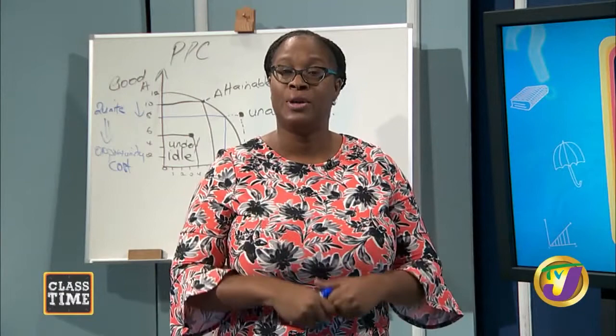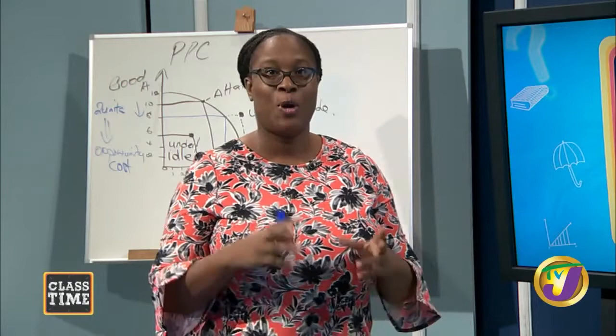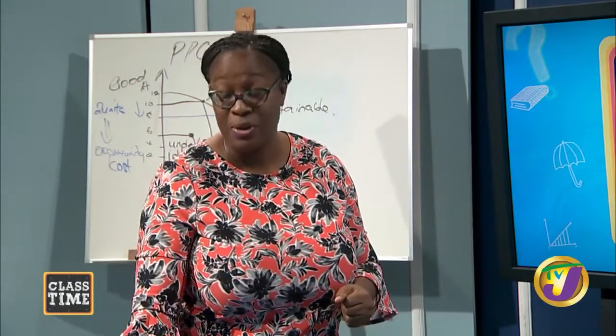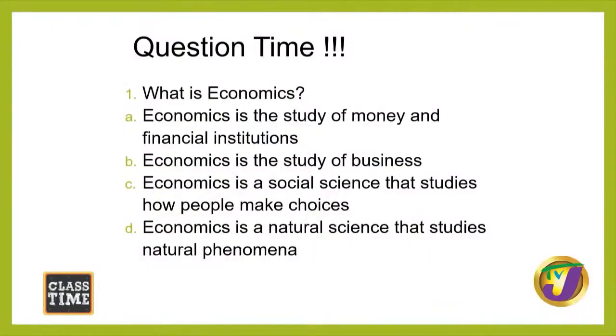Woo! Was a lot. So now I'm going to, by way of recap, ask you a few questions, and I hope you will get them right. So let's start with the first one. So the first question there on your screen says, what is economics? Is it A, the study of money and financial institutions, B, the study of business, C, a social science that studies how people make choices, or is it D, a natural science that studies natural phenomena?